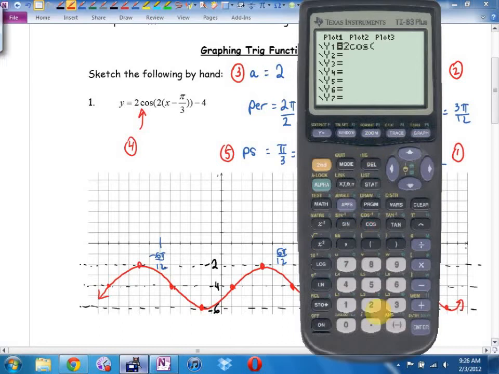But I'm not going to hit graph yet. I always like to graph two more things, the top railing and the bottom railing. The top railing was this one right here. How high is that one, Maria? The bottom railing was down, because this way I know if my graph is bouncing off of those, I've nailed this. What's my bottom railing, Maria?